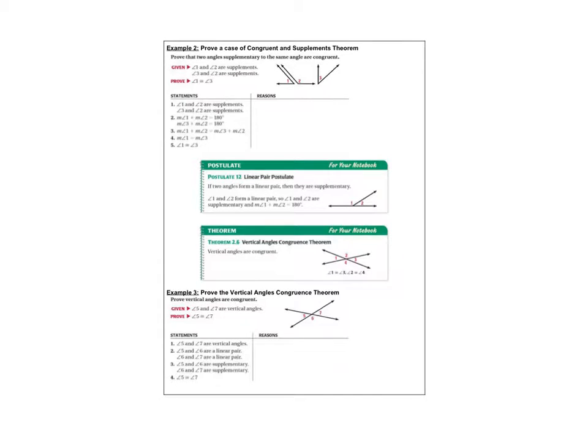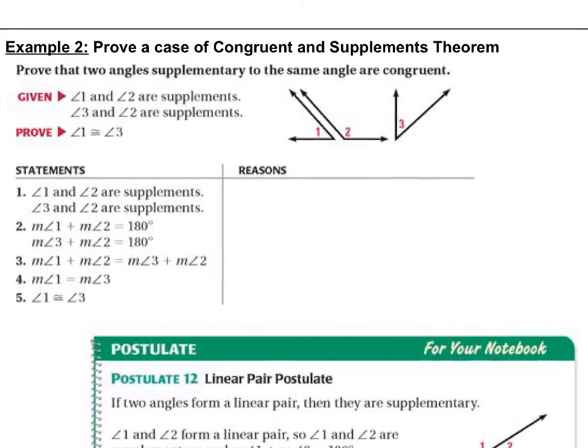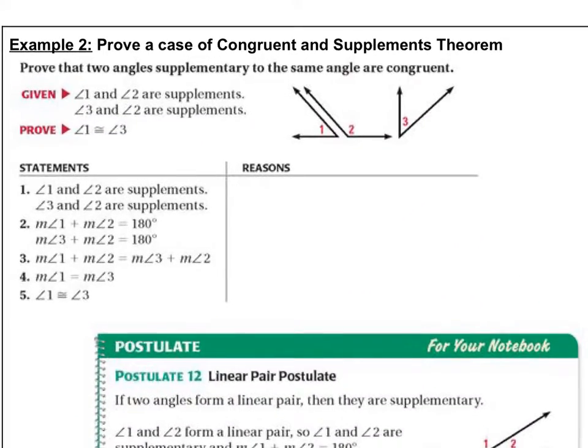Taking a look here at the back of your worksheet, we're going to prove that two angles supplementary to the same angle are congruent. So we're going to prove the theorem that we just talked about on the previous page. All right, so let's take a look at our statements. Angle 1 and angle 2 are supplements. Angle 3 and angle 2 are supplements. Again, it's the same thing that's right up here and it's listed under the given. So the reason for that one is the given.